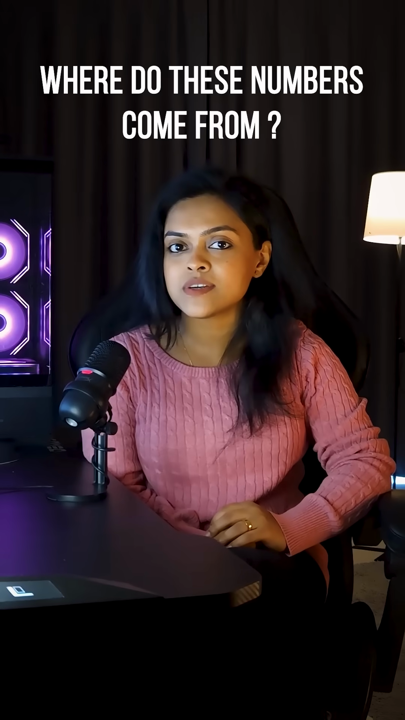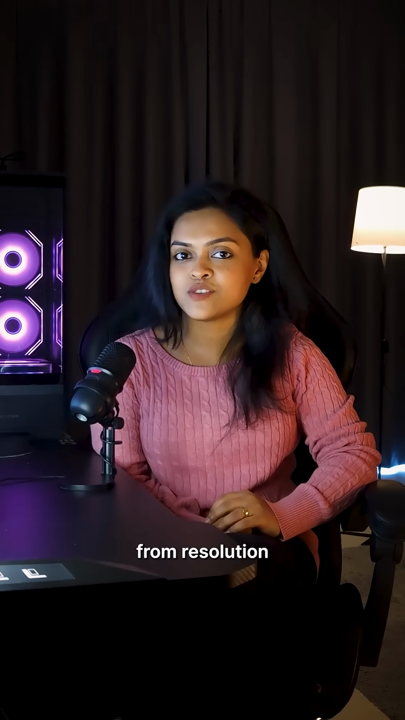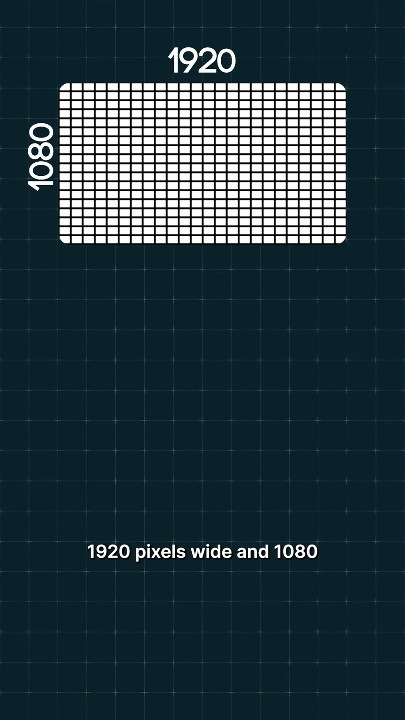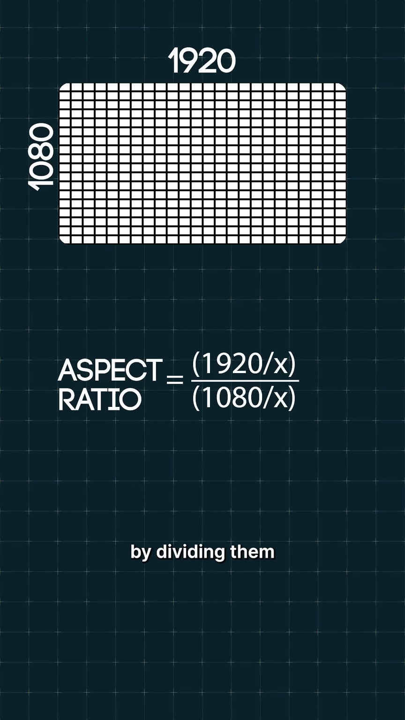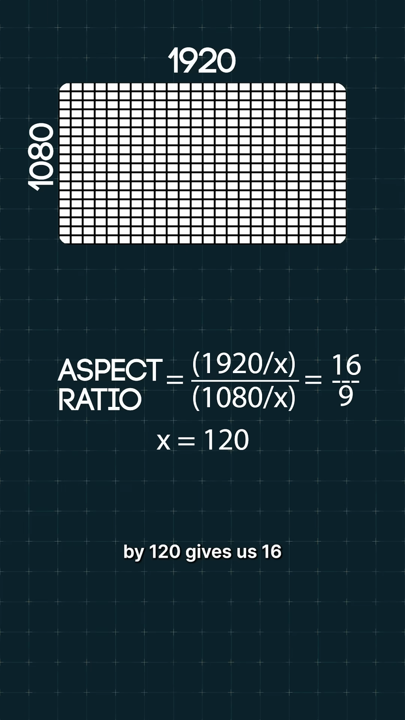So where do these numbers come from? They are just simplified from resolution. Take Full HD resolution, which is 1920 pixels wide and 1080 pixels tall. Now to find the aspect ratio, we simplify both the numbers by dividing them with a common number. In this case, it's 120. So 1920 divided by 120 gives us 16, and 1080 divided by 120 gives us 9.